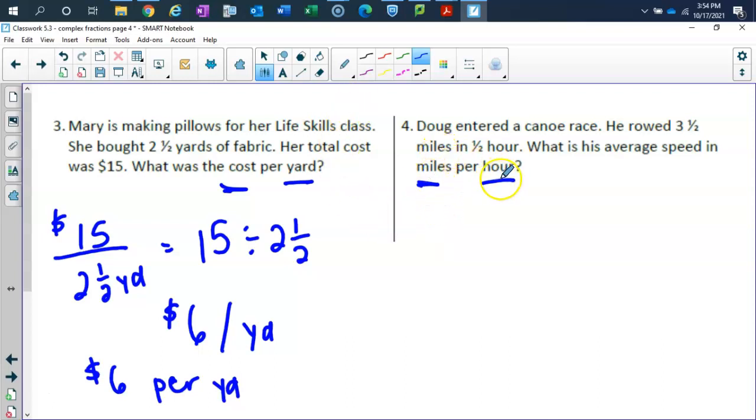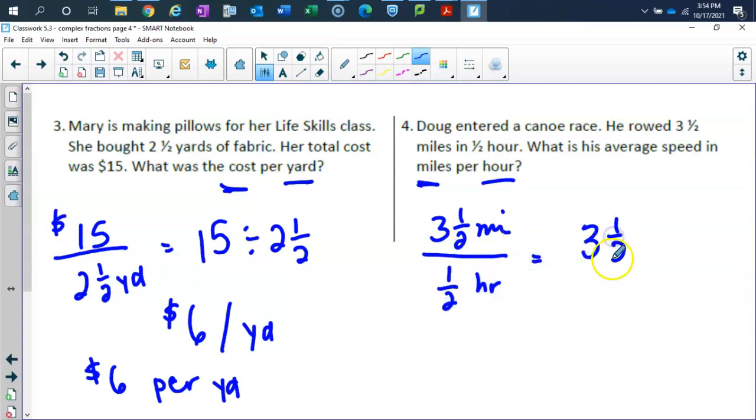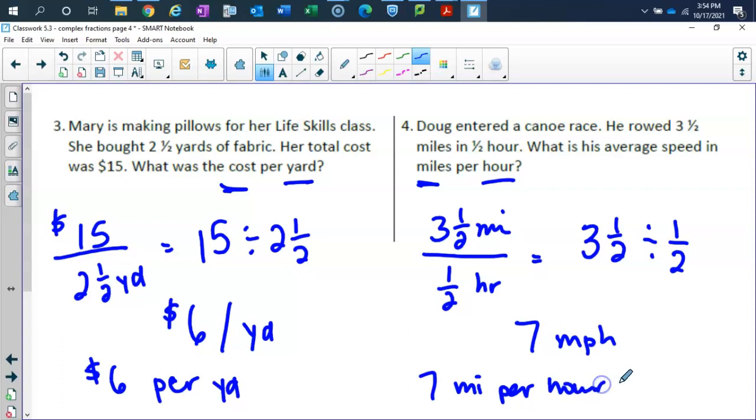Well, miles per hour. So we want miles on top. 3.5 miles per 1/2 hour. So entering into our calculator, 3 1/2 divided by 1/2. When you punch that in, you get 7. But that is not your final answer. You need to have a label. Miles per hour. Or you could write 7 miles per hour. Either way, that means every hour you are going 7 miles.